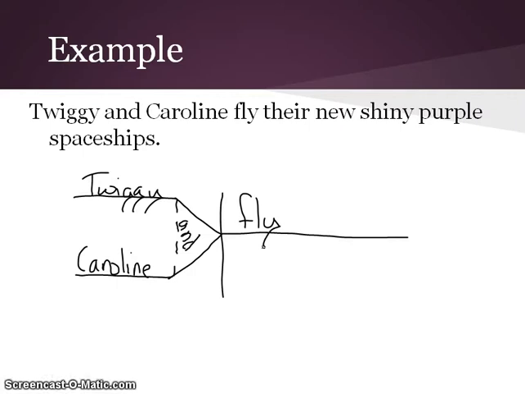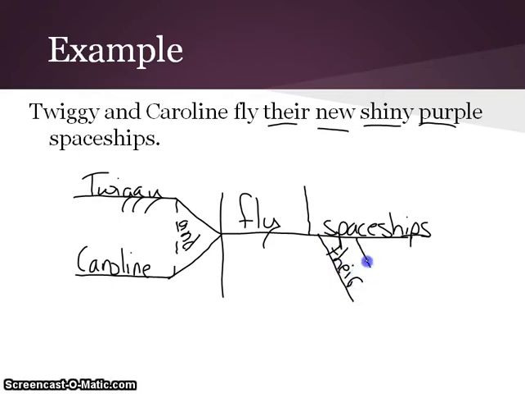Fly is an action verb, so we have a direct object. They fly who or what? Give me a straight line that does not cross through. They fly their spaceships. Now we have a lot of other words to account for here. Their, new, shiny, and purple are all adjectives describing spaceships, so they would all go on slanted lines underneath spaceships. So that one should look like that.